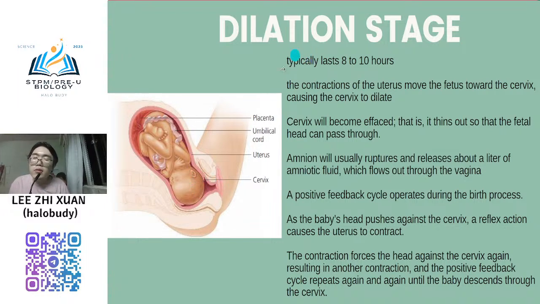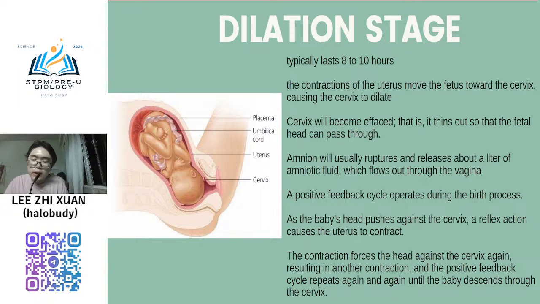The first step is your cervix needs to be dilated. It typically lasts about the first 8 to 10 hours. So the contraction of the uterus moves the fetus toward the cervix, causing the cervix to dilate. So dia kena besarkan lubang tu. The cervix becomes effaced, that is, it thins out so that the fetal head can pass through. And the amnion will usually rupture and release about a liter of amniotic fluid which flows out through the vagina.